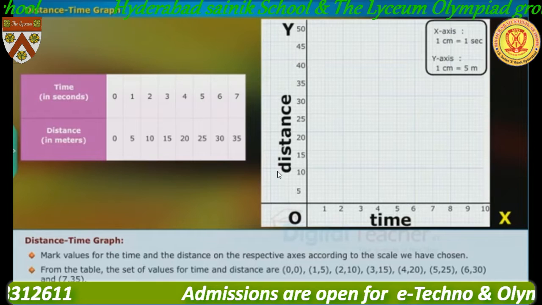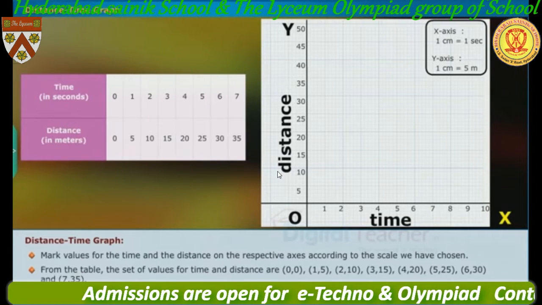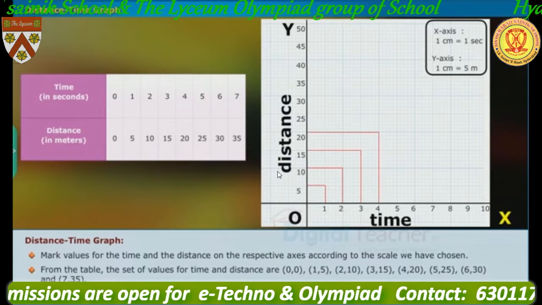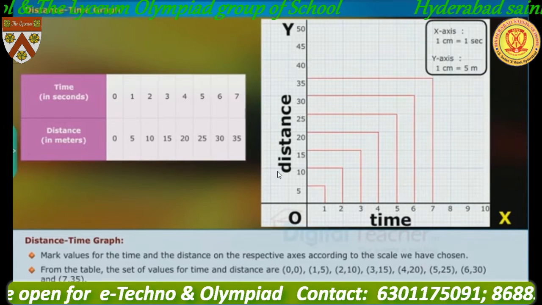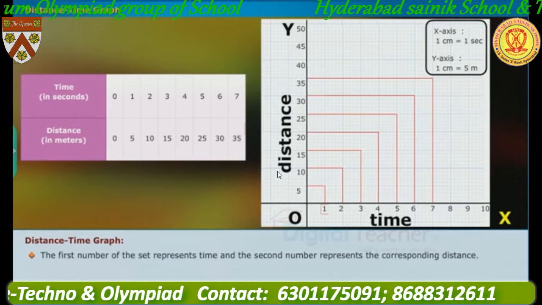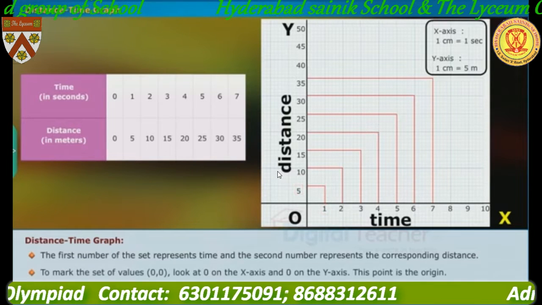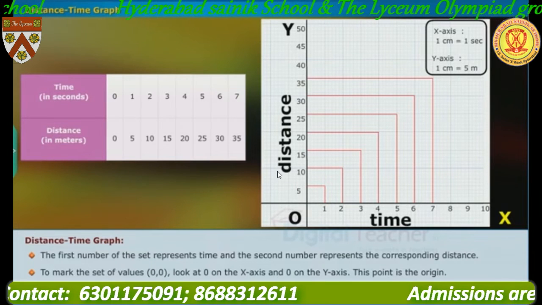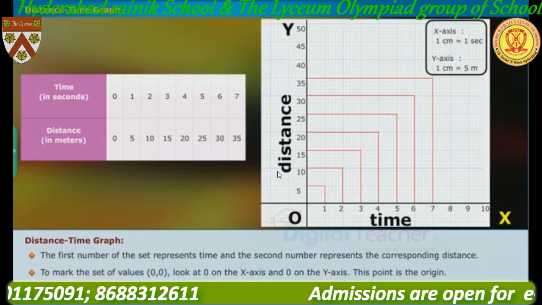From the table, the set of values for time and distance are (0, 0), (1, 5), (2, 10), (3, 15), (4, 20), (5, 25), (6, 30) and (7, 35). The first number of the set represents time and the second number represents the corresponding distance. To mark the set of values (0, 0), look at 0 on the x-axis and 0 on the y-axis. This point is the origin.